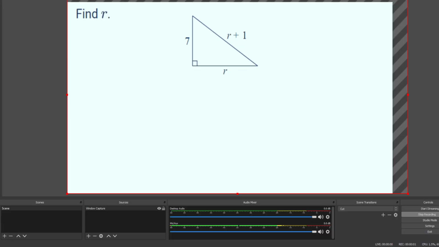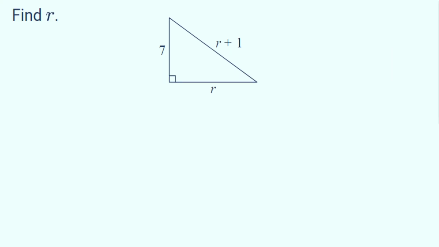Hello everyone. Today we're going to be starting the Pythagorean theorem again, and we're given a relatively simple question: find r. Well, let's start by trying to find r. So, using the Pythagorean theorem, we know we can do this because it's a right triangle.